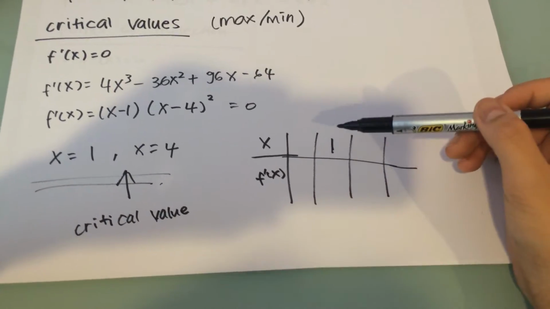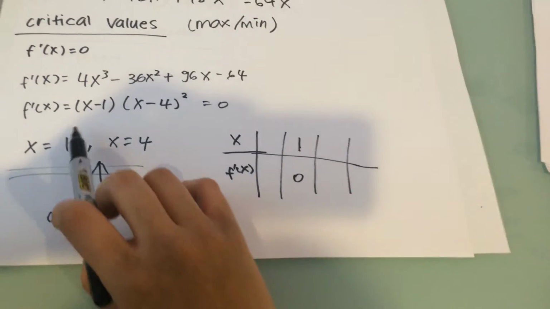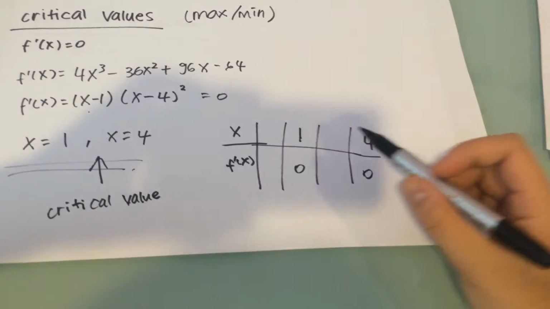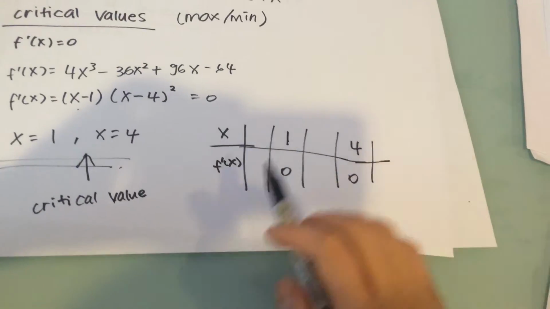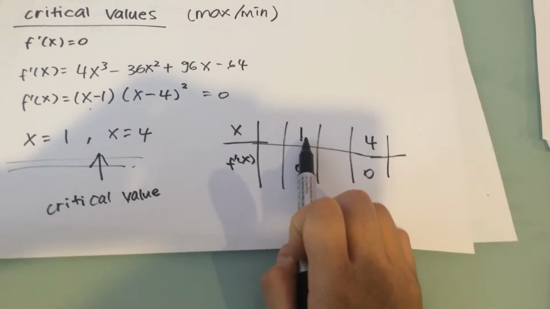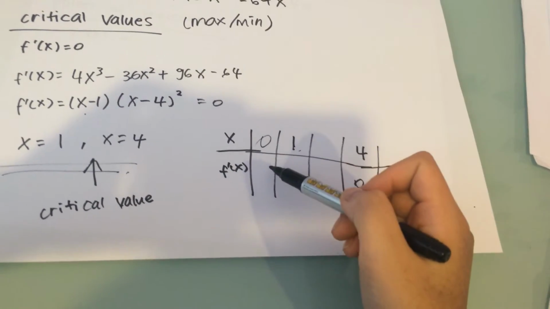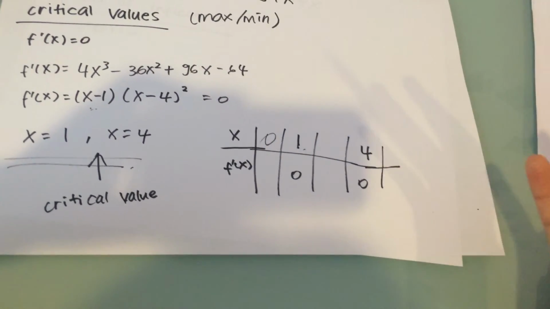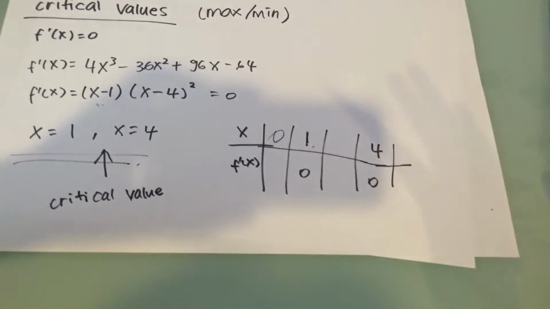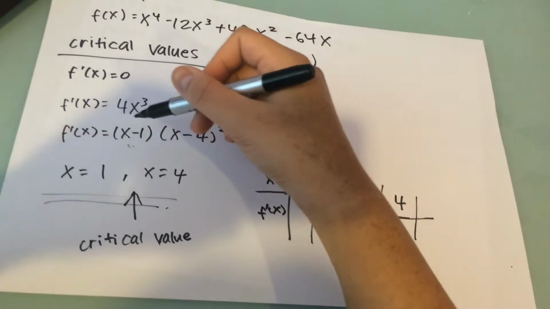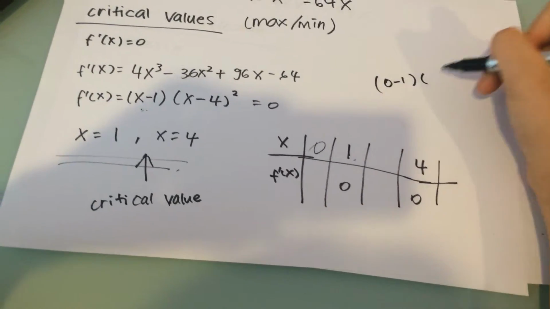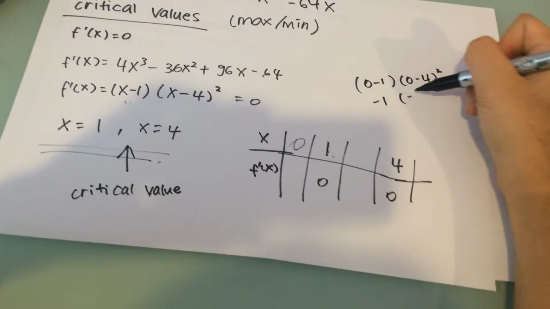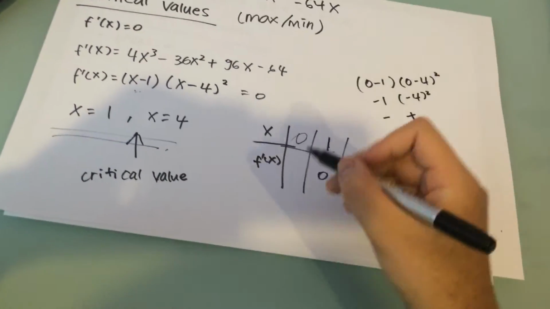Here you plug in 1, and then f prime of x will be 0, because when you plug in 1 here, it's 0. And then you plug in 4 here, it's also 0. In between, you plug in an x value less than 1. We'll use 0 to make it easy. You don't need the exact value; you just need to know whether it's positive or negative. So we plug in 0: 0 minus 1, and then 0 minus 4 squared. So it's negative 1 times a positive 4 squared, which is negative.